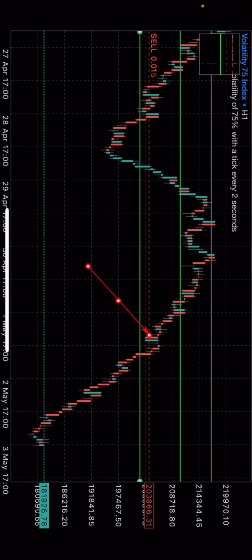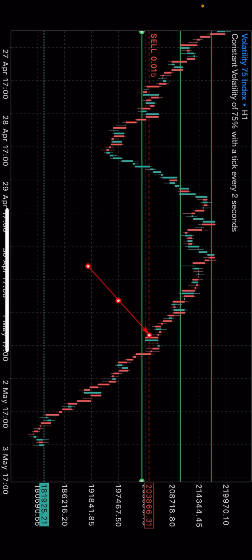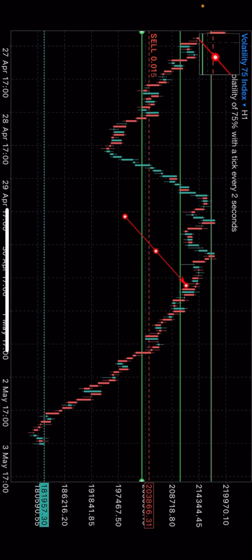At this level we had a support which I expected to break, because it's obvious that we have a downtrend from here, and this is a 1 hour time frame. So by the time it broke this support, we were sure of it going all the way down.